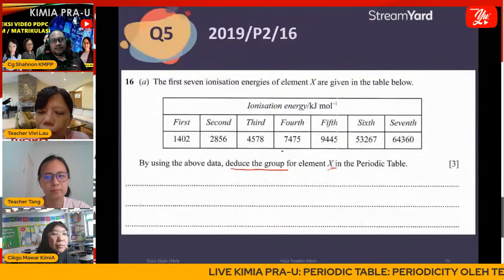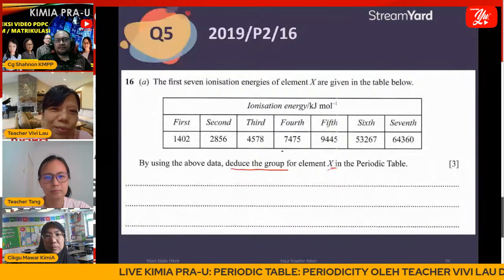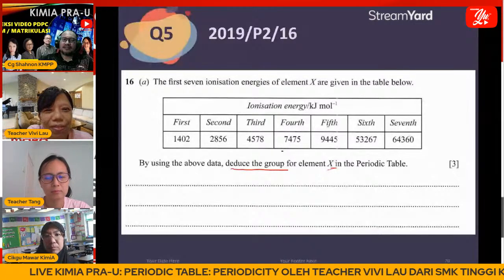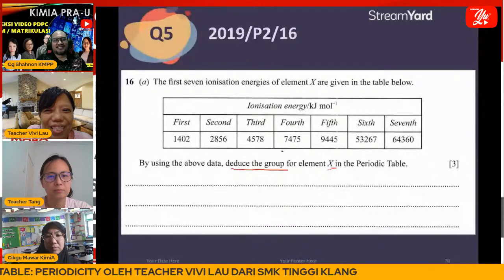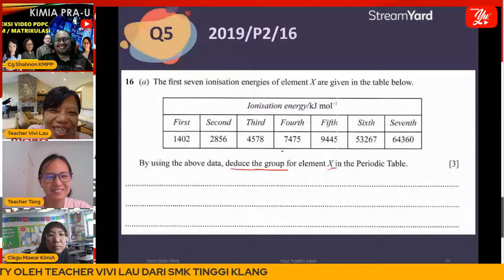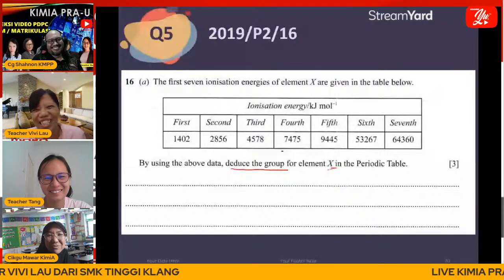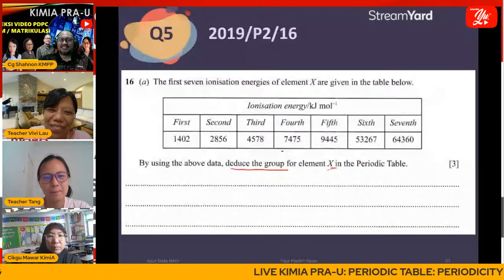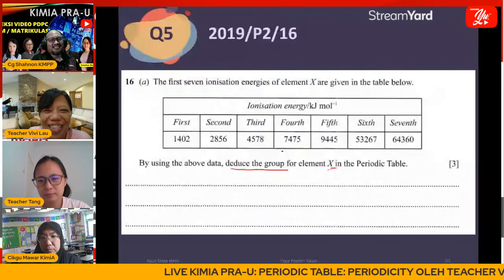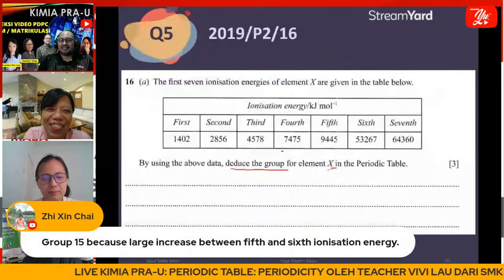1,000, 2,000, 4,000, 7, 9, 53, 64. So, any answer? Not yet.